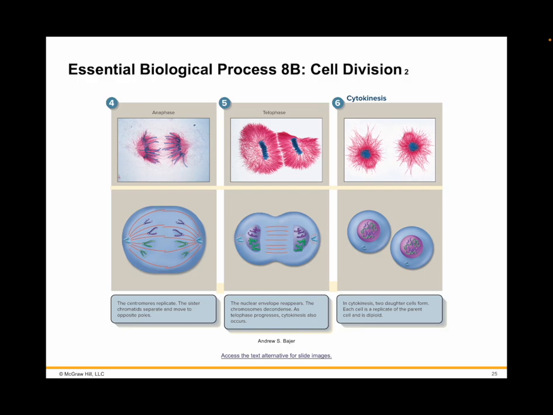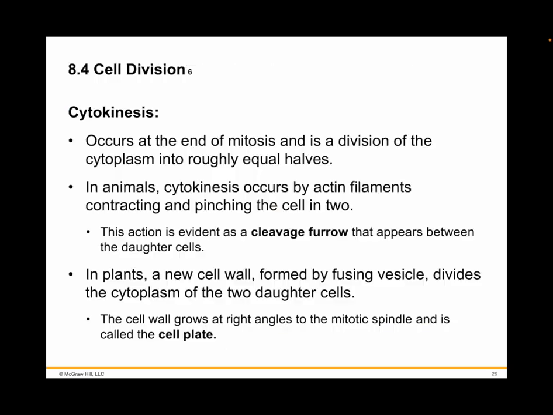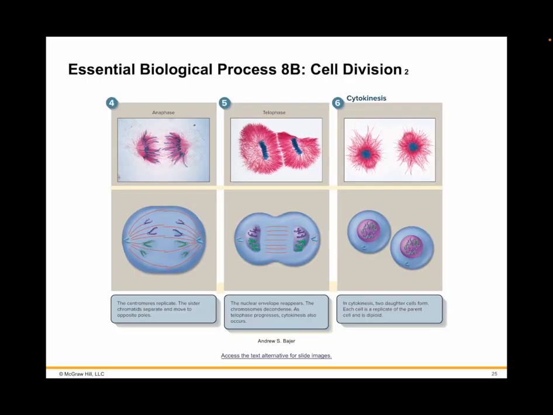So you will contrast cytokinesis in plant cells and animal cells. At the end of telophase, mitosis is complete. The cell has divided its replicated chromosomes into 2 nuclei, which are positioned at opposite ends of the cell. As mitosis ends, the division of the cytoplasm, called cytokinesis, occurs, and the cell is cleaved into roughly equal halves, the formation of 2 daughter cells, shown at that last panel of the essential biological process 8b, shown here before you, number 6.